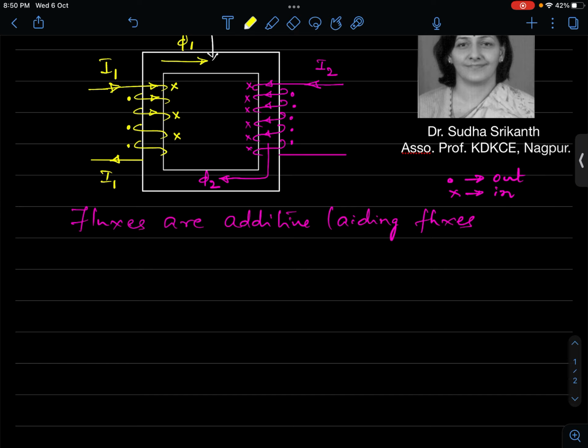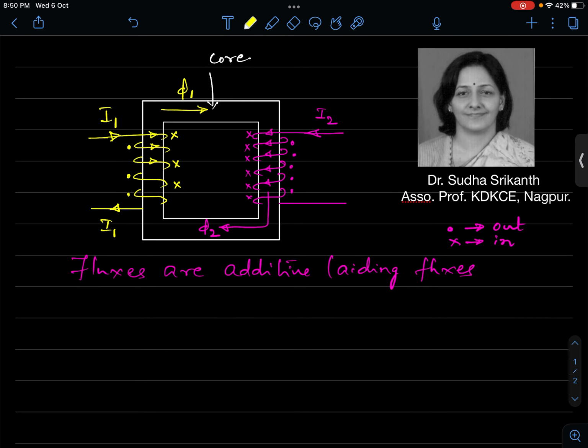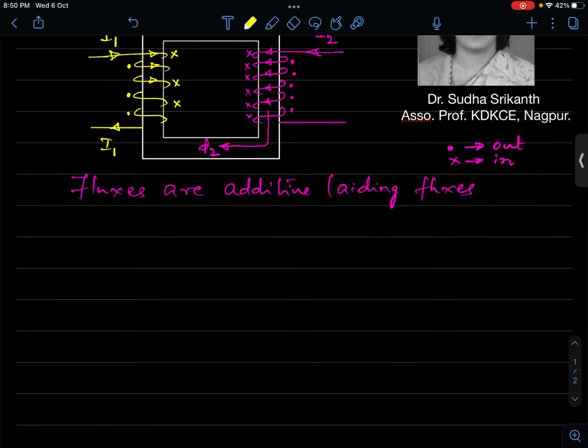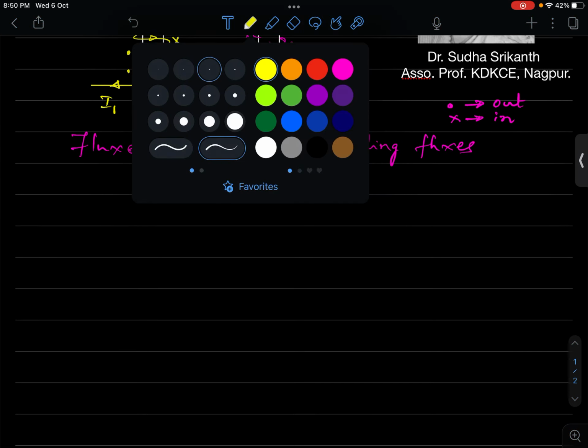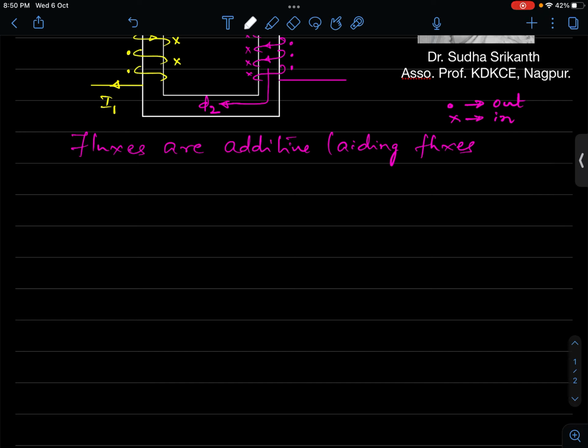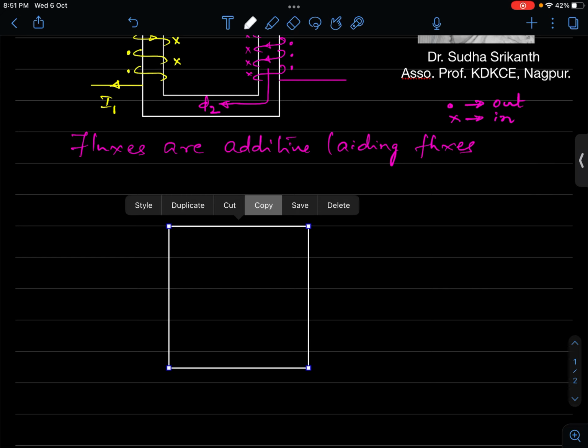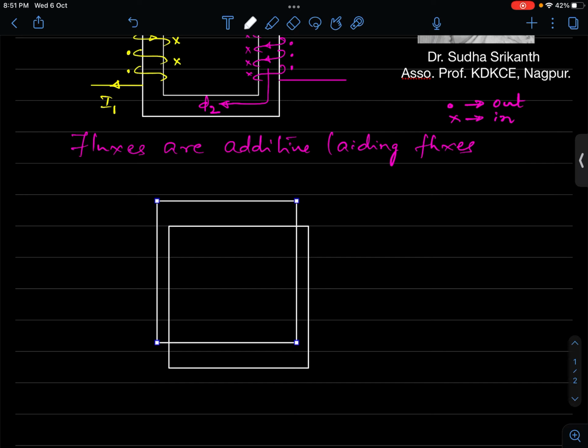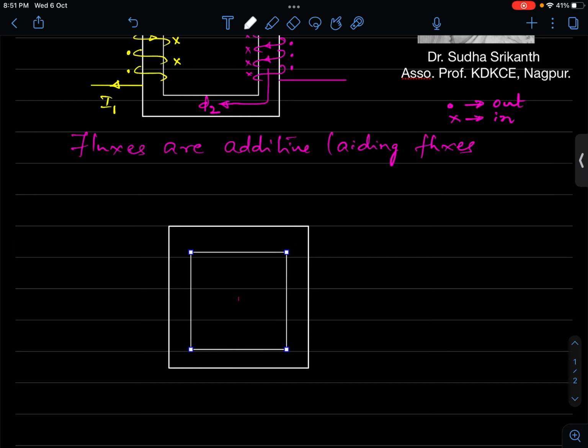How opposing fluxes are represented, we will try to consider the situation. I will try to copy, or else let me draw the figure all over again. I will draw a rectangular former or a core. I'll take the same one, paste it and make it a little smaller. Okay, I've drawn the core.